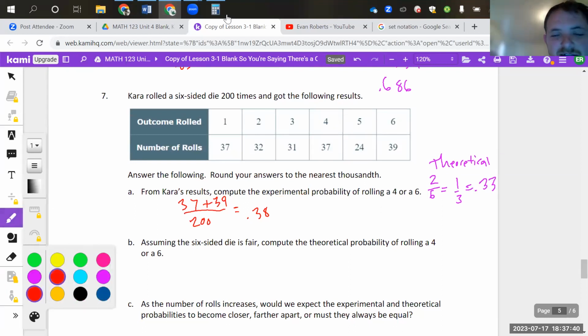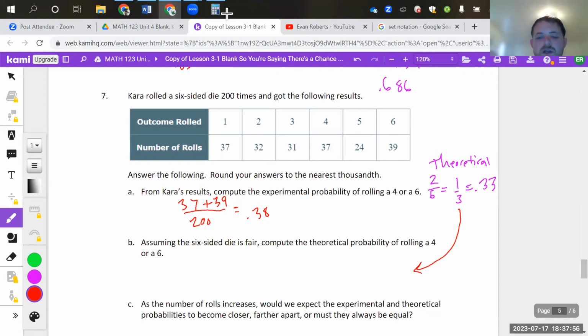And so same thing here. Oh, we just did that. So oops, went out of order there. What I've got in purple there is what we could do for that theoretical probability. Sorry, I got ahead of myself there.